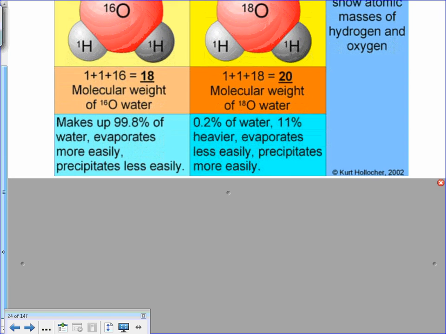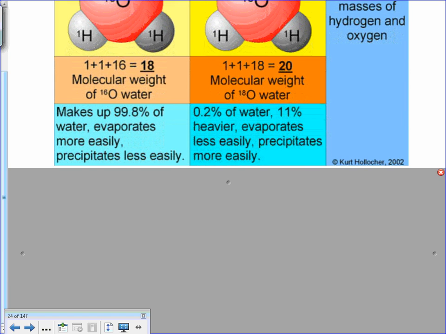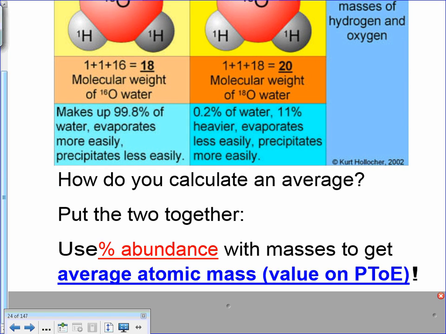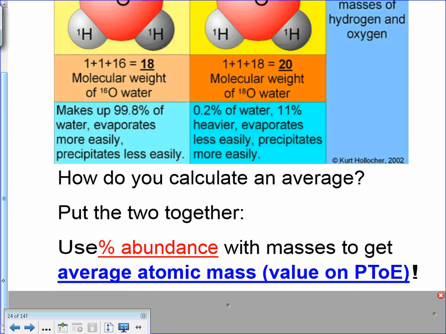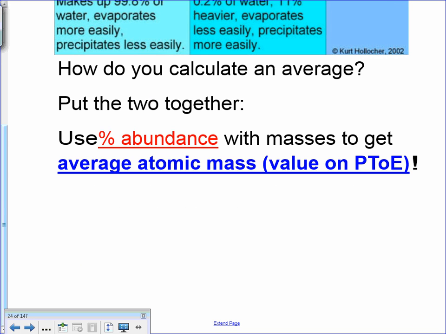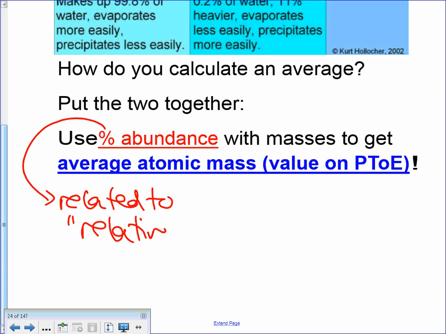Sometimes you're going to count them out. Sometimes you're actually going to get a percentage for them. And whenever I give you a percent, that is its abundance. So sometimes instead of saying relative abundance, I put a number to it, and that's called percent abundance. The relative is just going to be more qualitative, and the actual percentage is more quantitative.